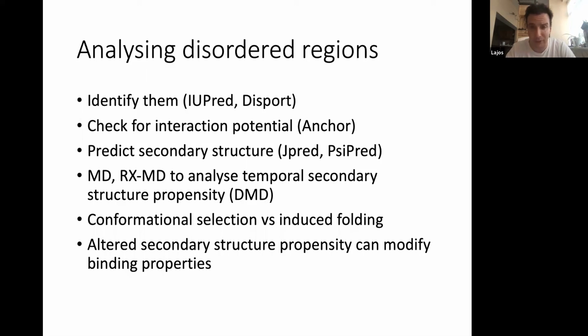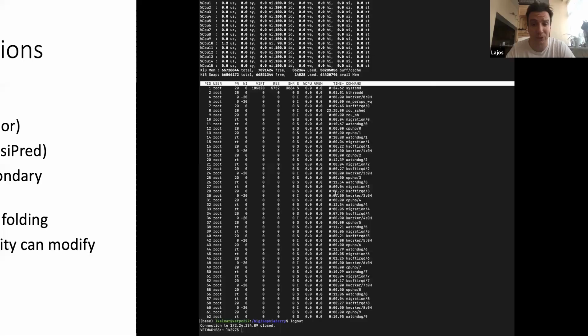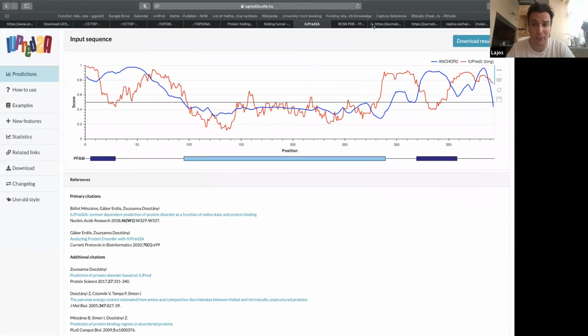with the other protein. This maybe sounds like a minor thing, but to be honest, this is extremely important in disordered protein interaction. Let me show you a paper about this.